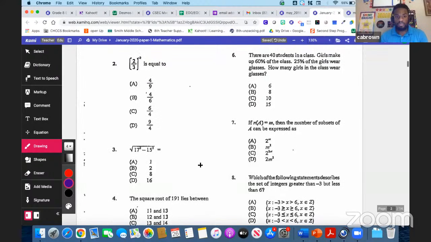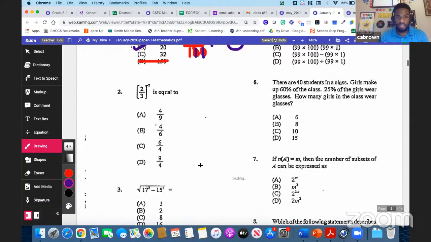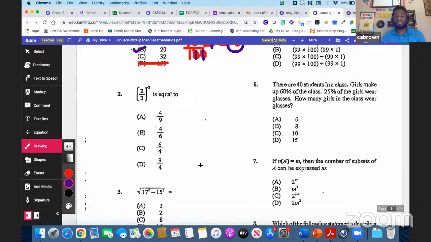Number 2. Number 2 says 2/3 raised to the negative 2. Both of them are raised to a negative 2. Now, if this were a positive 2, you know right away that your answer would have been 4/9, because when you square a number, you multiply it by itself, but it's not a positive. So it therefore means that A cannot be the answer because this is a negative number.